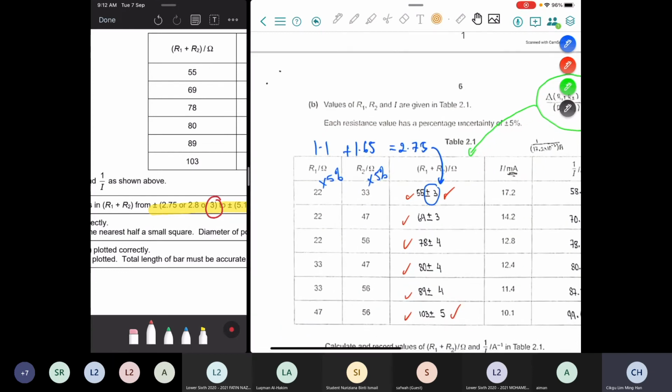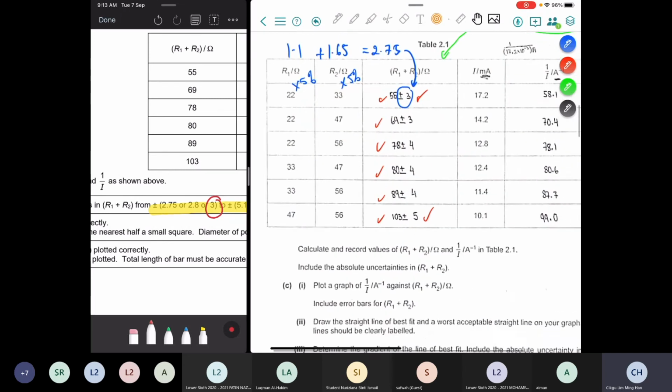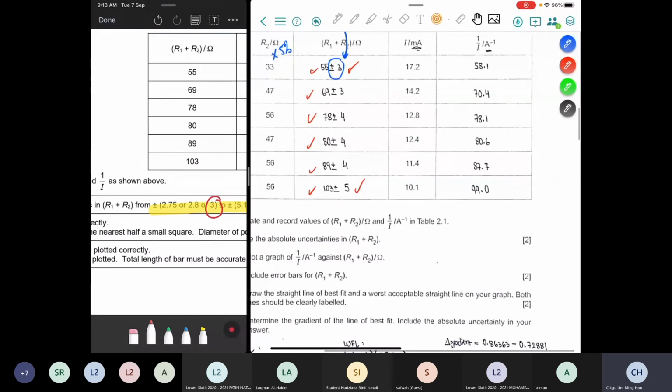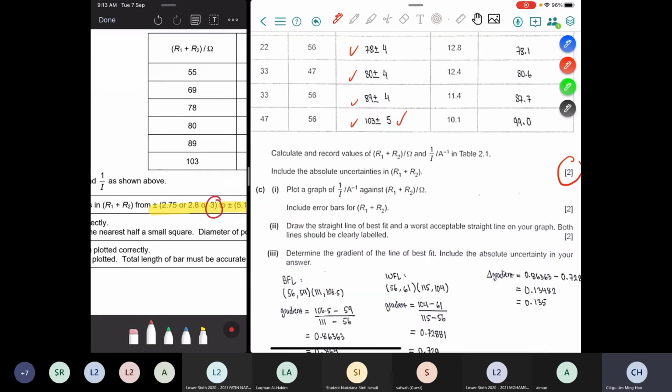So my method will be a bit longer. For every value here, I multiply by 5%, then I add them here, because it's R1 plus R2. So the uncertainty for R1 plus R2, you will get the uncertainty here. So we have a different method, but we all get the same answer. Alright. So we have the 2 marks done here. Nicely done. So let's see the plot.